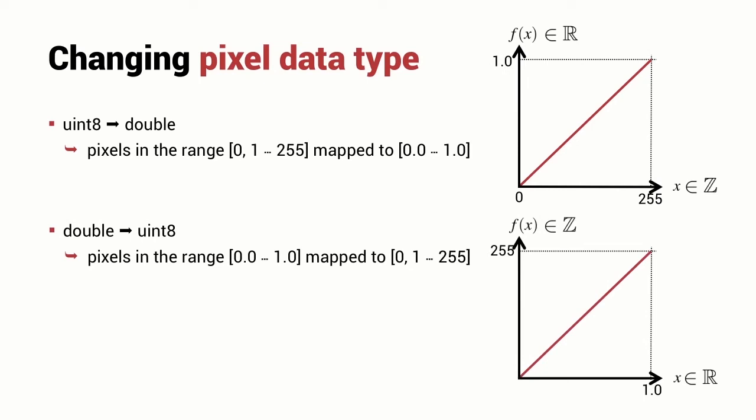Conversely, we could convert double precision images into uint8 images. So what we want to do now is to take pixels in the range 0 to 1 and map them into integer values in the range 0 to 255. And again, we can represent this mapping graphically. Note that in both cases, the mapping is a straight line that passes through the origin with a gradient of 1.